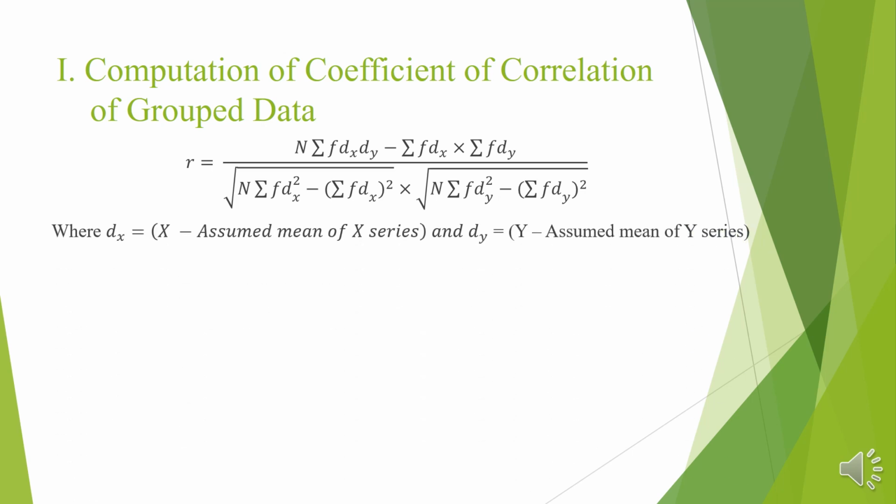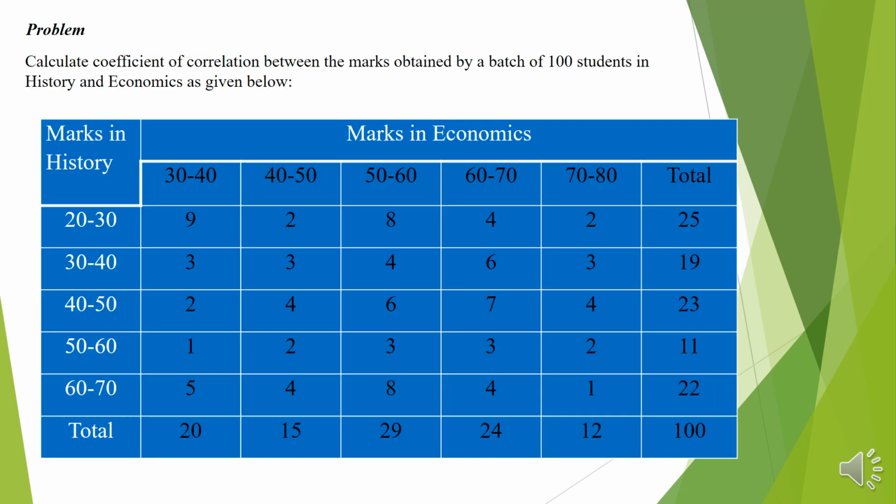Here dx is equal to x minus the assumed mean of the x series, and dy is equal to y minus the assumed mean of the y series. This is the problem: calculate the coefficient of correlation between the marks obtained by a batch of 100 students in history and economics as given below.